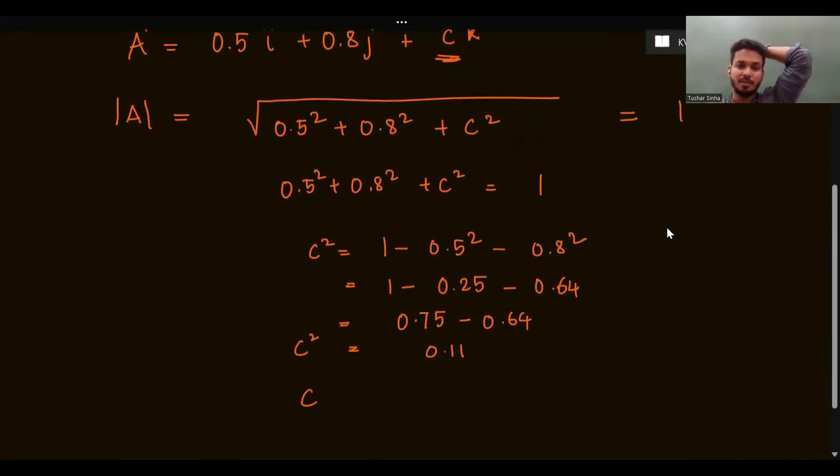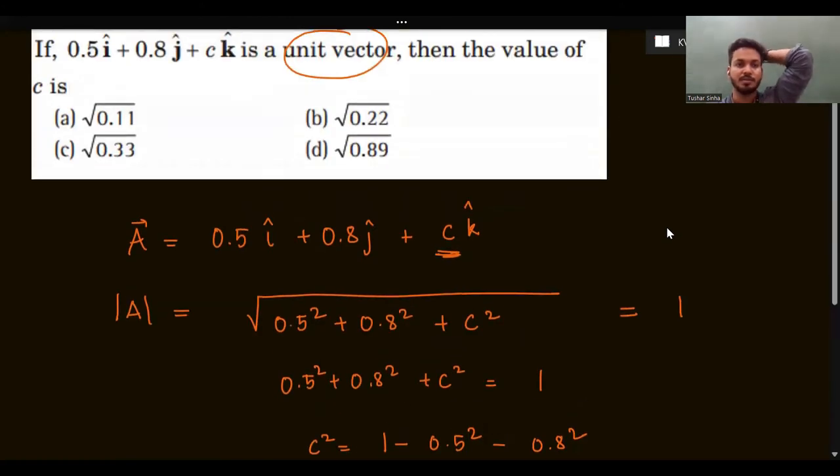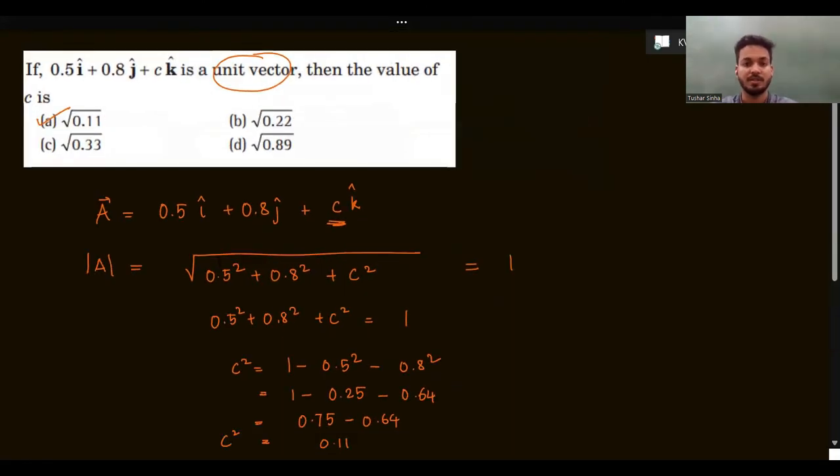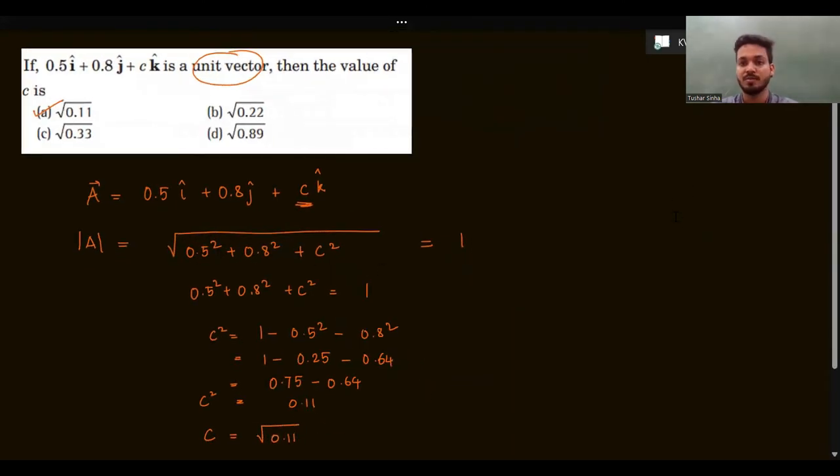Then the value of c would be under root 0.11. Let's see if we have that in the options. Yes, we do. So option number A is correct for this question. Okay, so let's move on to the next question. Easy stuff. This is easy stuff.